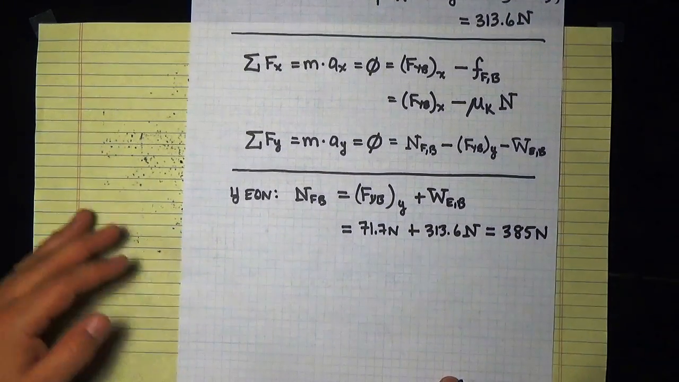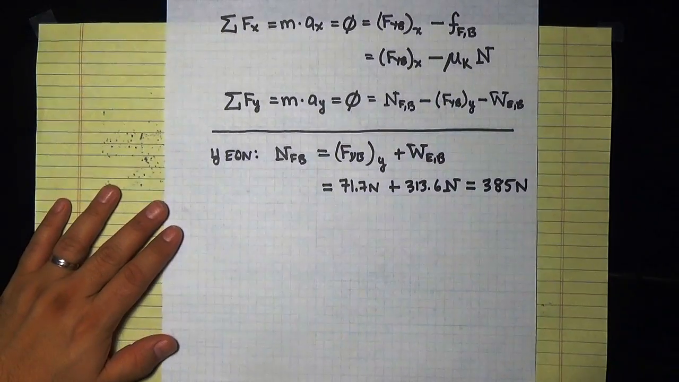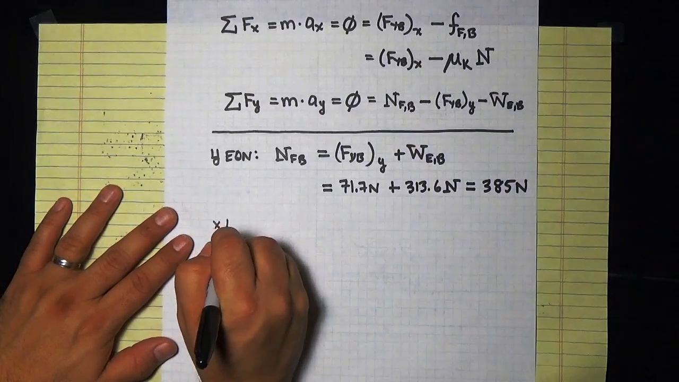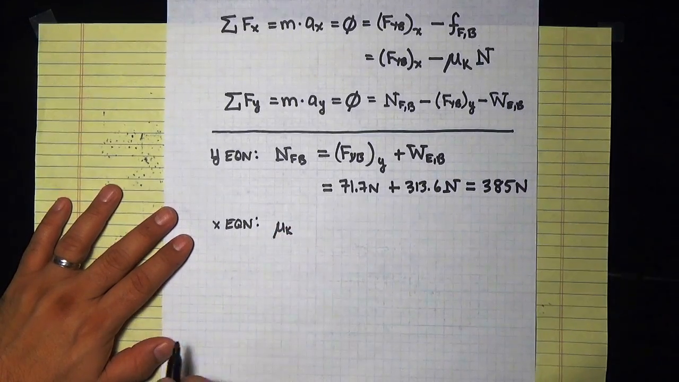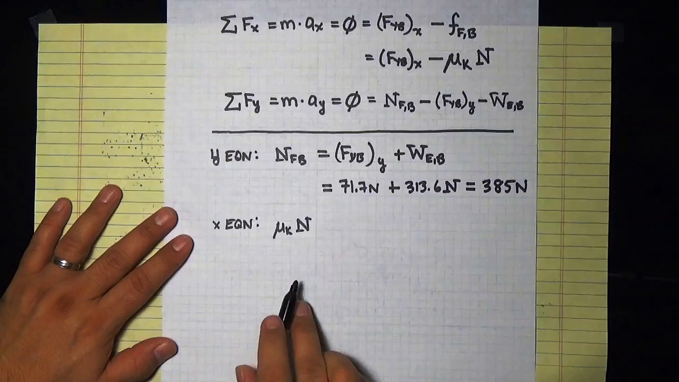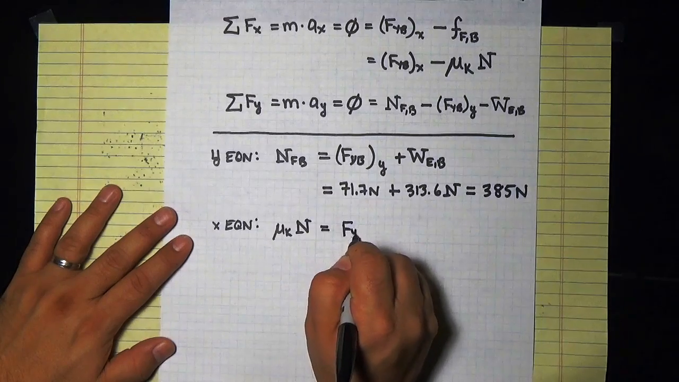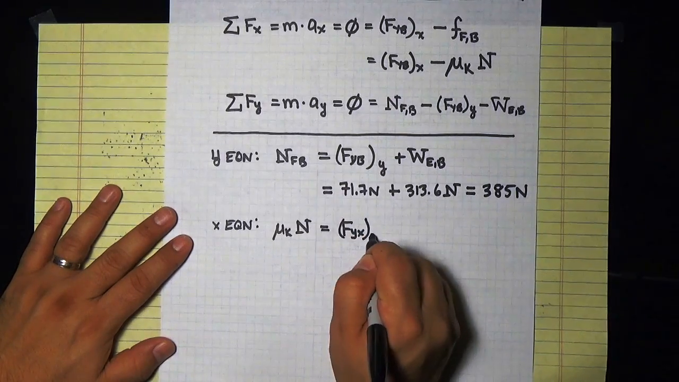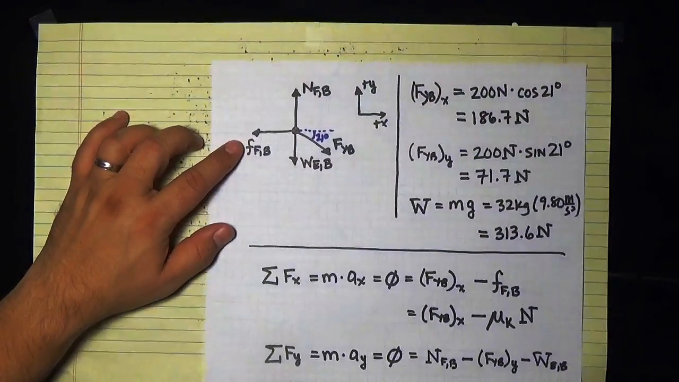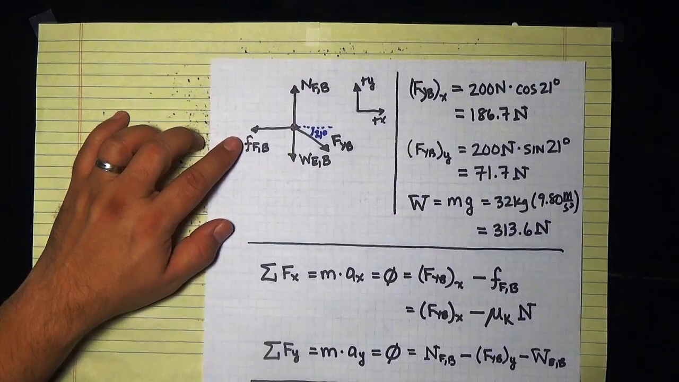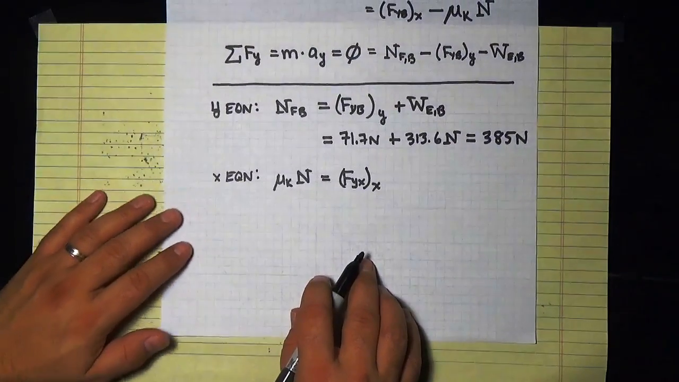Okay, so now I can go to the x component. And if I go to the x component, I can write from the x equation that mu k, the kinetic coefficient of friction, times the normal force, okay, that's just my friction, is equal to the x component of the force that you exert on the box. And I knew that from just looking at my free body diagram, because those are the only two horizontal forces, and I know that I'm moving at constant speed. So it's good that it algebraically works out.